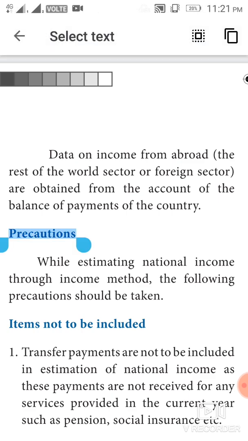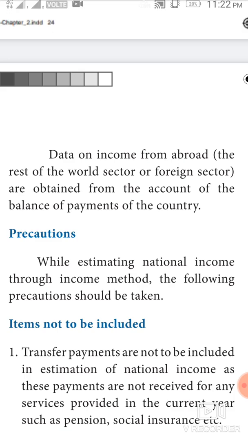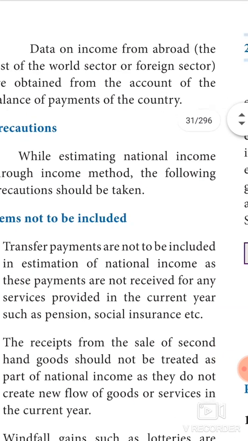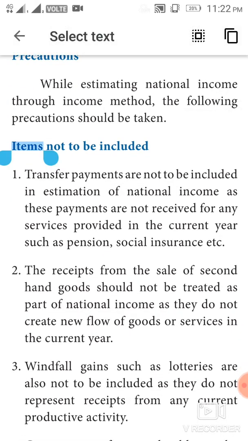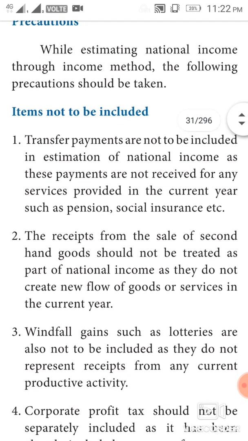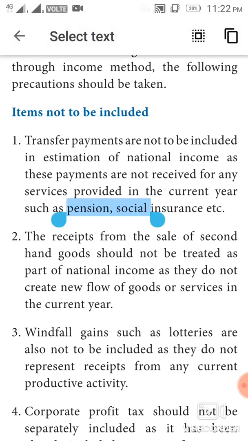Precautions. While estimating national income through the income method, the following precautions should be taken. The items not to be included. First one, transfer payments are not to be included in estimation of national income as these payments are not received for any services provided in the current year, such as pension, social insurance, etc.